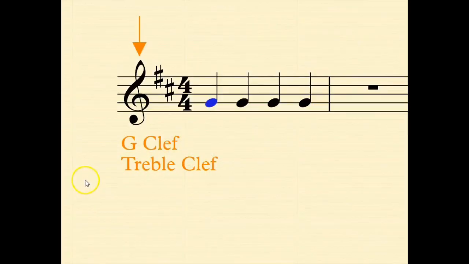Here's the music staff that we see. Right here is the symbol called the G clef, and it's also called the treble clef. The reason why it's called the G clef is because the G note here is on the line that intersects with the circle of the G clef.